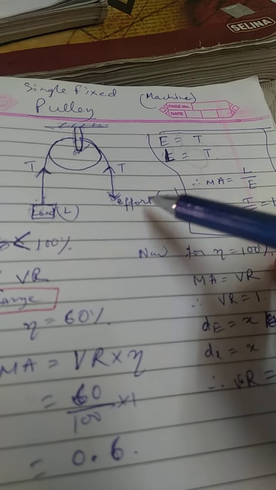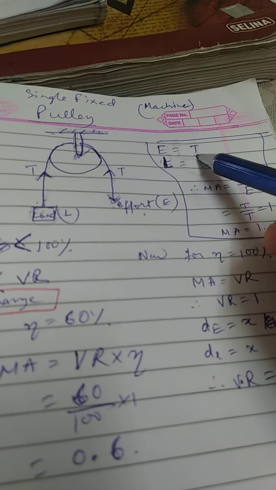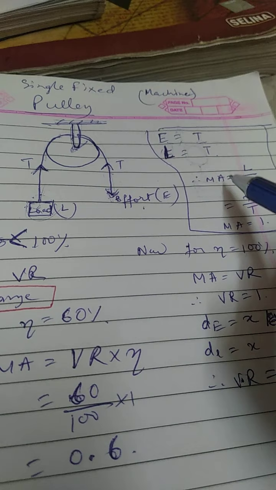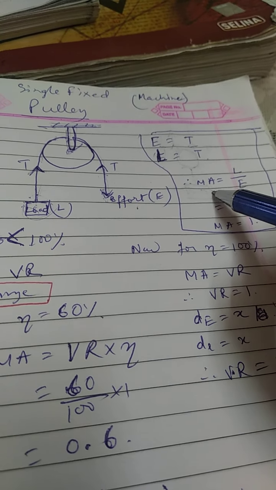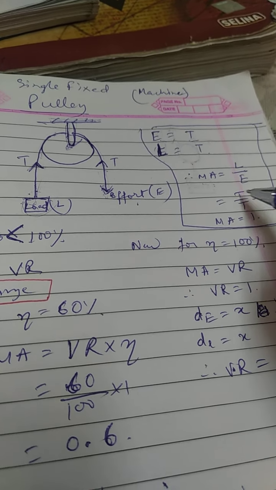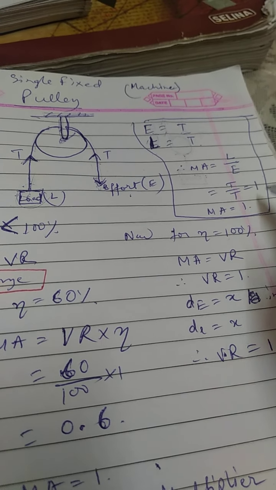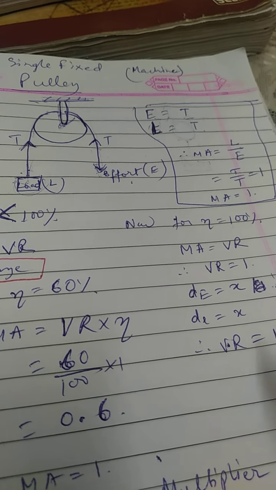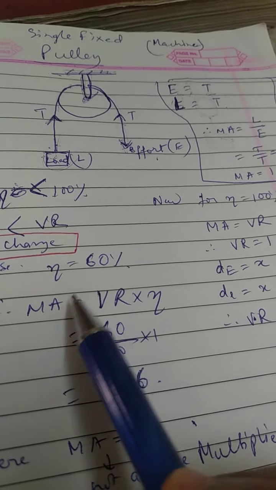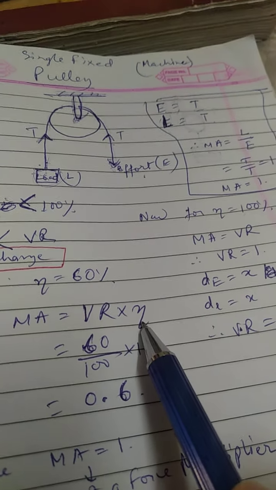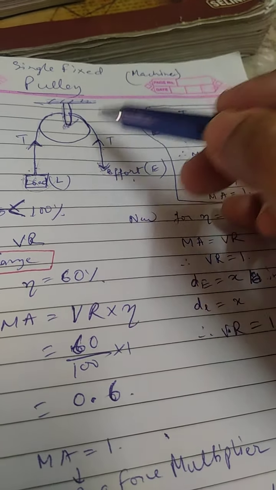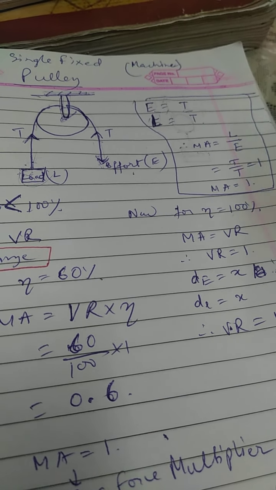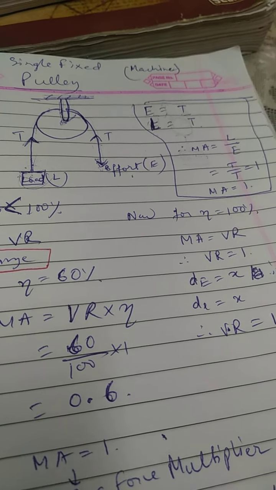So now we can say the effort is balancing the tension of the rope T, and the load is also balanced by the tension in the rope T. So now your mechanical advantage will be load upon effort, that is T upon T is equal to 1. So the mechanical advantage here is 1. And we know that for a machine, mechanical advantage is equal to velocity ratio into efficiency. Let's take that the pulley is weightless, the string is inextensible, weightless. So let's take the efficiency to be 100%.